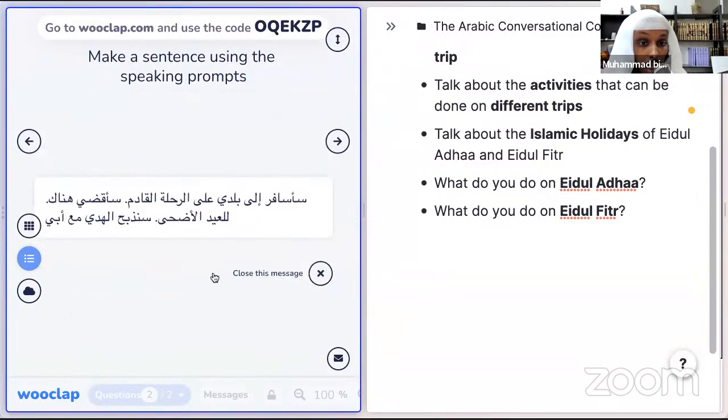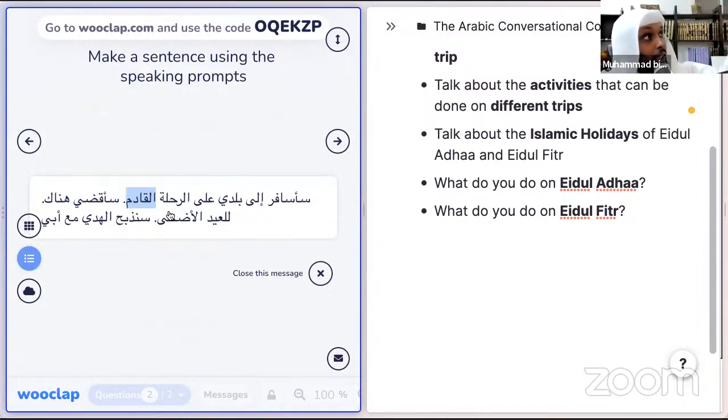سأسافر إلى بلدي على الرحلة القادم. لا, ليس على الرحلة, في الرحلة القادمة. And here we have an agreement problem. رحلة قادمة, not قادم. سأسافر إلى بلدي في الرحلة القادمة, not على الرحلة القادمة. Unless you mean بالرحلة, you literally mean the plane trip itself. So you can say على الرحلة as in the plane trip. Sometimes they do say على الرحلة.